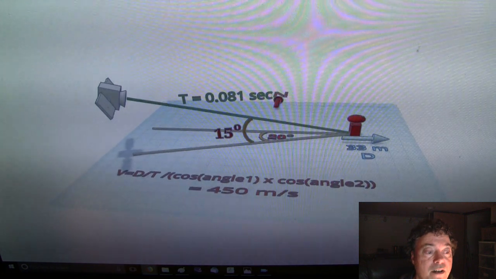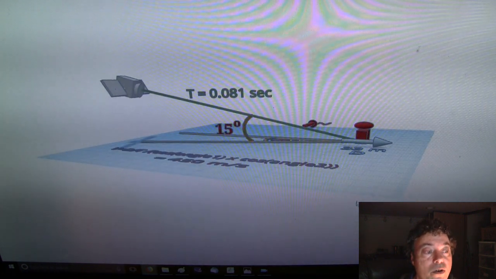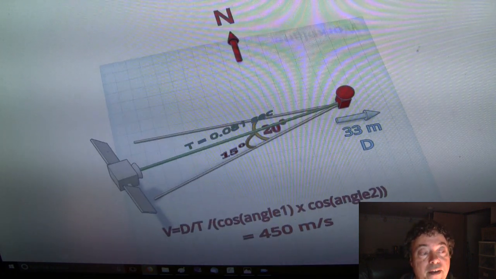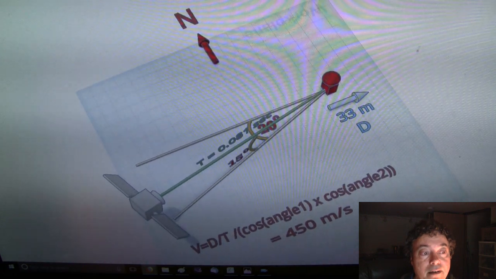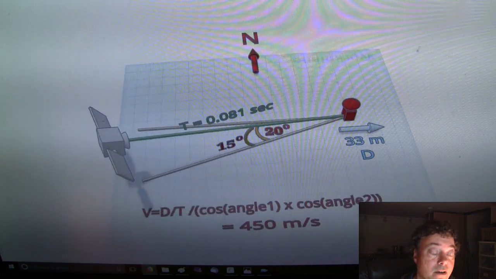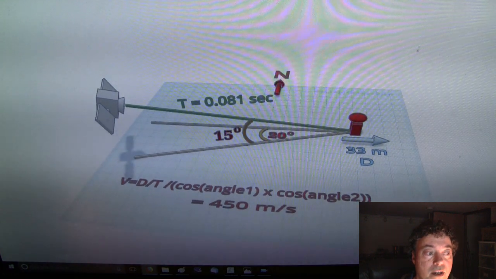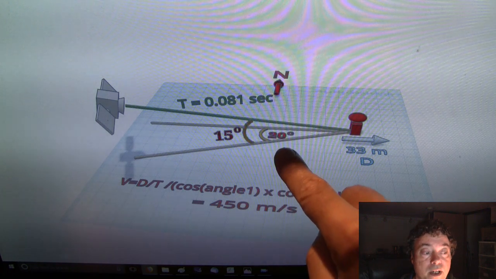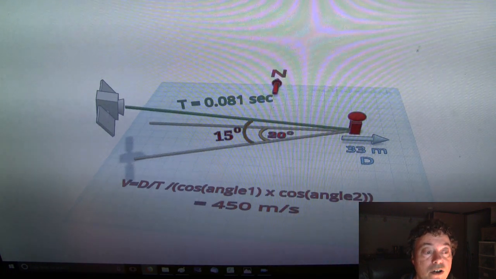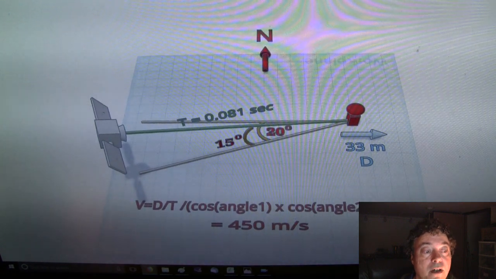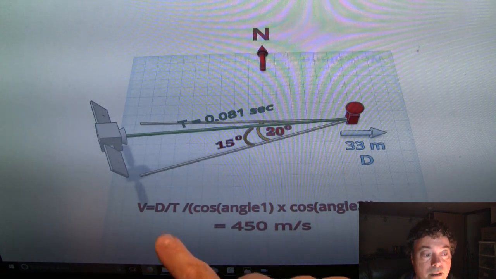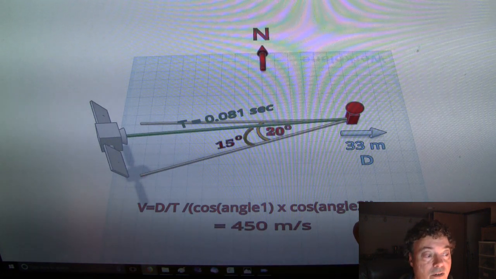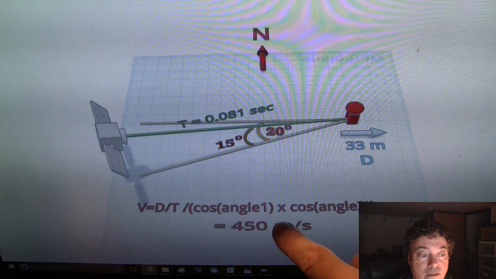Now the only problem with that is that there's something called the cosine error, which is where if the satellite is not directly behind the moving receiver, then there's an error based on the angle that the satellite makes to the receiver. So in our case, because this is in three dimensions, we've got both the elevation and we've also got the horizontal angle. So there's two angles we have to take into account. I've got the equation for calculating that correction for the cosine error shown just below here on the drawing. And you can see that's V is equal to D over T divided by the cosine of angle 1 times the cosine of angle 2.